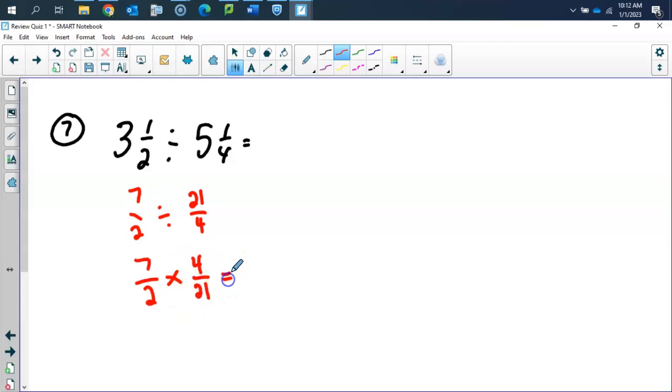Now, we're at multiplying at this point. We can simplify. 7 and 21 are both divisible by 7. 7 goes into 7 once, into 21 3 times. I can divide 2 and 4 both by 2. 2 goes into 2 once, into 4 twice, and now I multiply straight across, and I end up with 2/3.